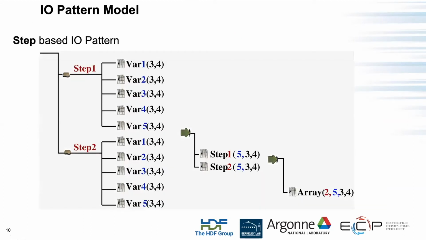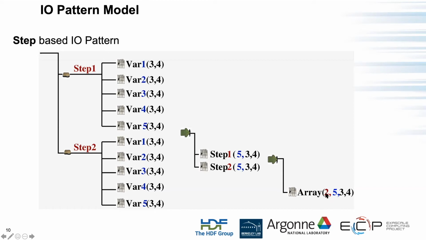So let's go back to the IO pattern model. So you have your step-based IO pattern. You have two steps, step 1 and step 2 for this example. And you have 5 variables that you want to write or read. So you first create your group, step 1 and step 2, and then write all those variables inside those groups. Now you can do the option of collapsing those groups into a 3D array. So you have your step 1, step 2 groups, but now you've collapsed those 5 variables into a 3D array. And then the last option is to collapse everything into one 4D array.